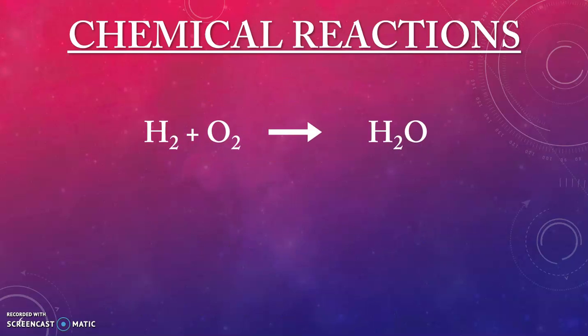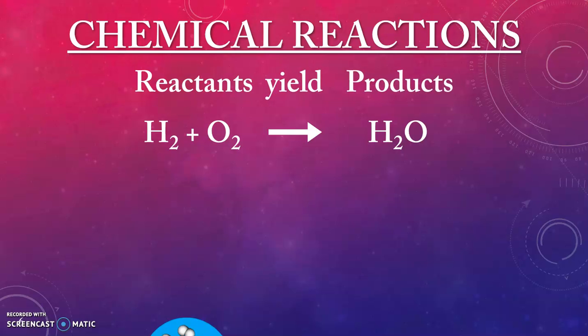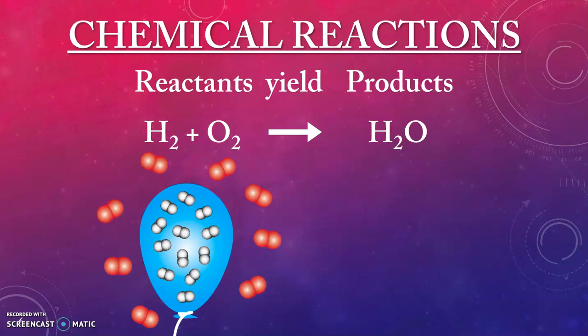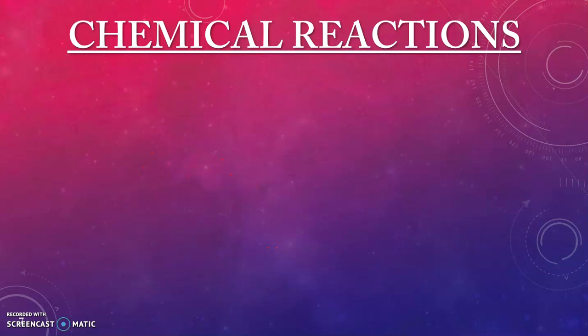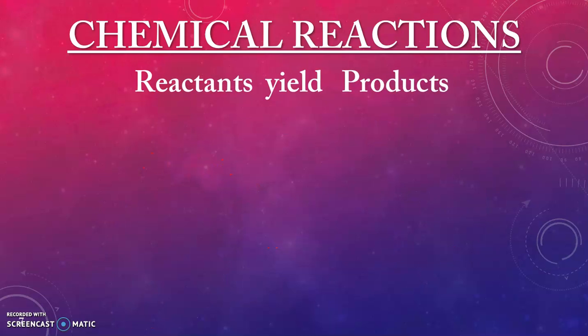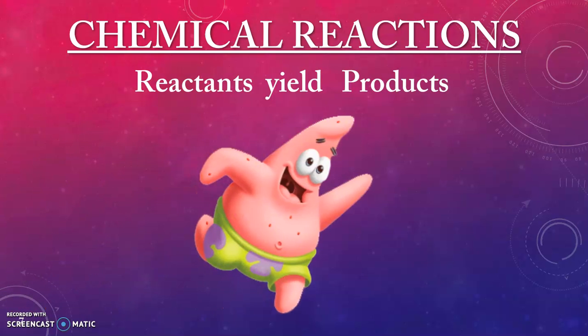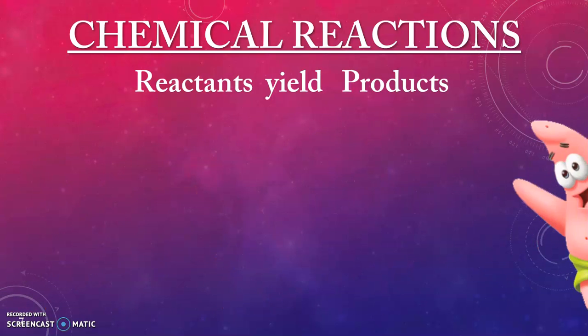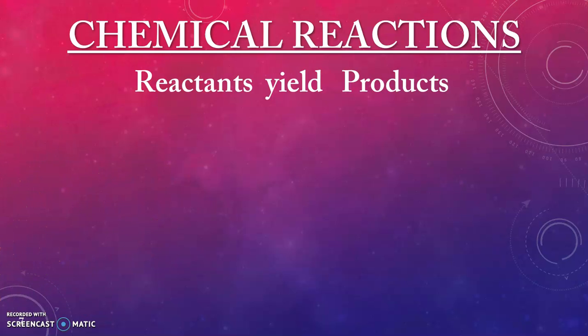So here's our H2 plus O2 yielding H2O, which is water. And again, reactants yield products. And in this case, our reactants are going to be H2 and O2. And after the reaction, we have H2O, or water. Now, what I want you to get out of that: reactants yield products.